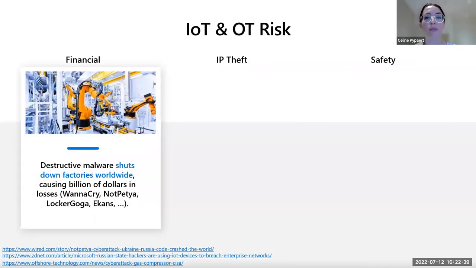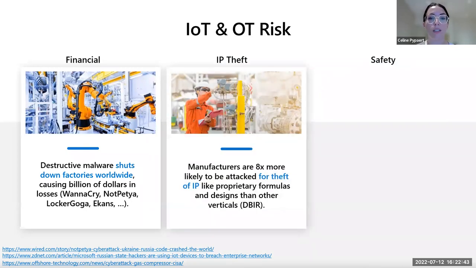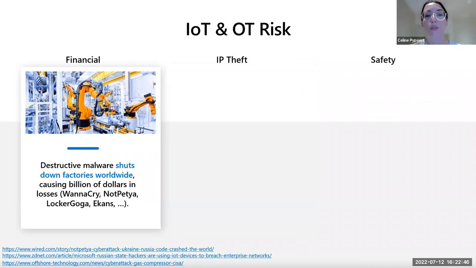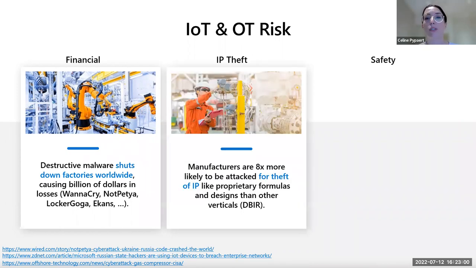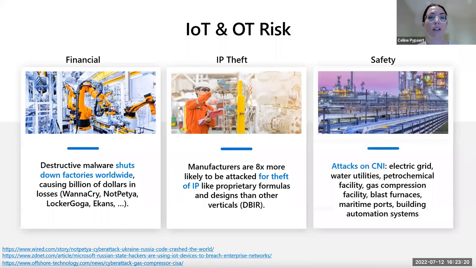Some other things around IoT and OT risk, based on what we've seen in the industry, is financial impact. It goes without saying, if you've got malware shutting down a factory, that can cause billions of dollars in losses, whether it's caused by WannaCry, NotPetya, Pipedream, or other OT-specific malware. And then of course IP theft. Especially if you're a manufacturing organization, you have to worry about how to keep your proprietary formulas, blueprints or designs secure. There's a risk of cyber espionage, and focusing on IoT and OT attacks is how they could do that as well.